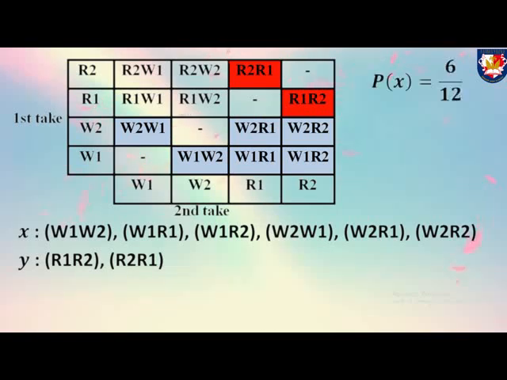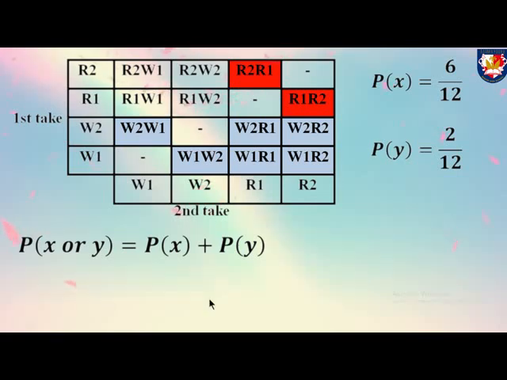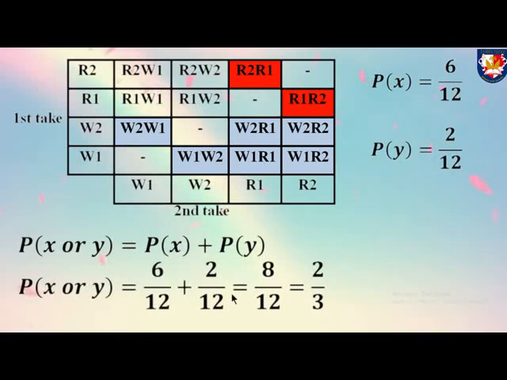It means we can find the probability of X or Y by adding them. The probability of X is 6 per 12. Probability of Y is 2 per 12. So probability of X or Y equals probability of X plus probability of Y because they are mutually exclusive, which equals 2 per 3.